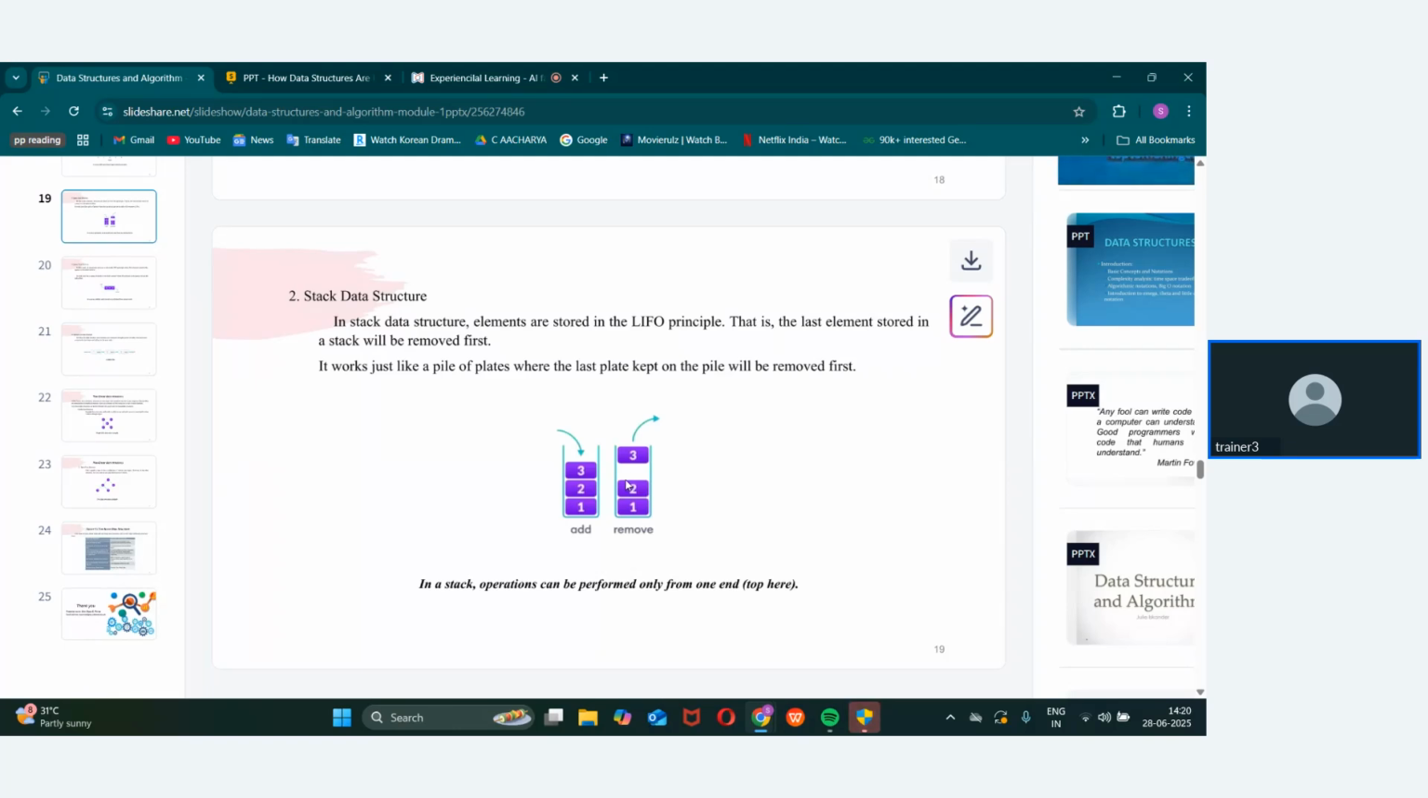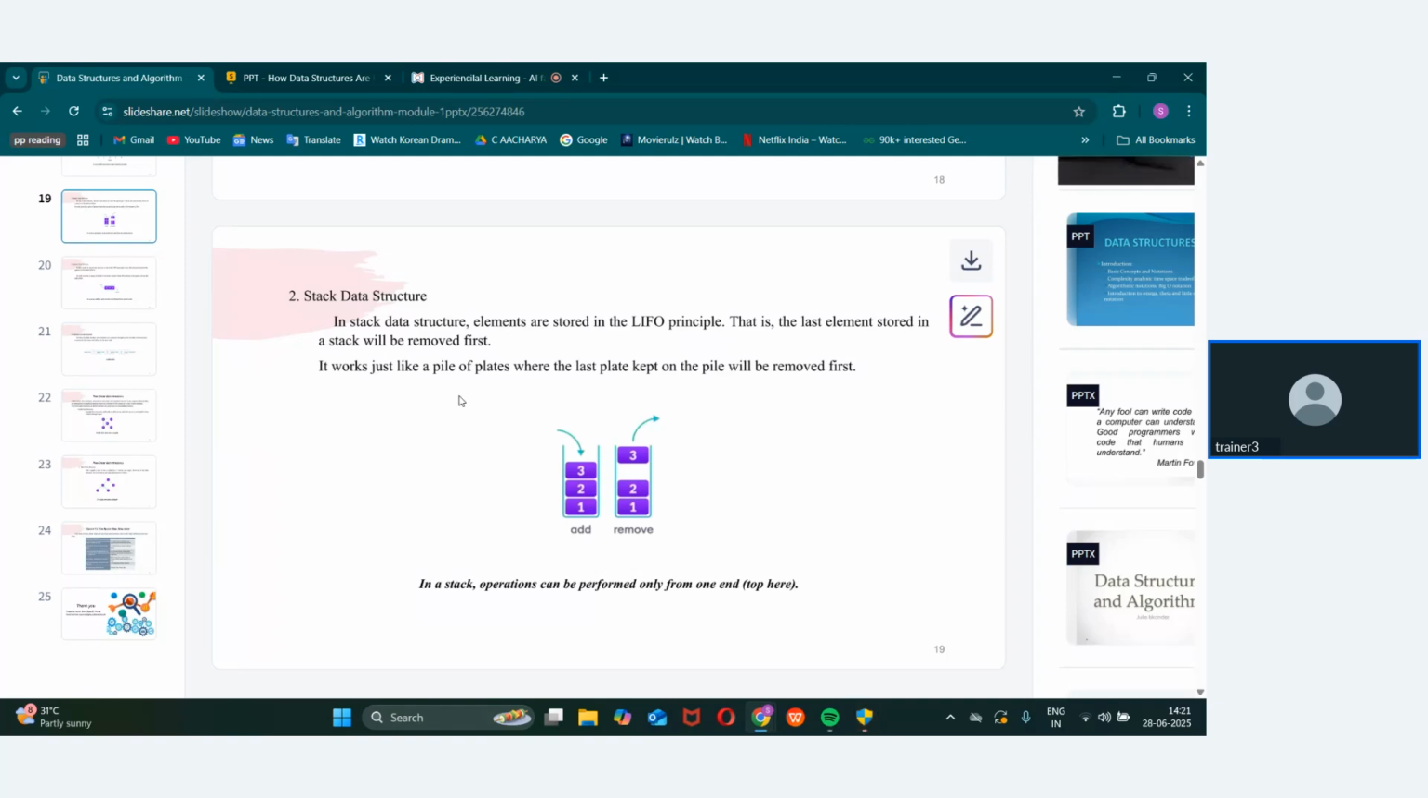Here the element 3 was added last, and while removing, 3 will be removed first. So the element which is let in last will be out first. That is the operation that a stack performs. It follows this principle: the last element stored in a stack will be removed first. Whenever you look at a stack, you can understand that it follows the LIFO principle.